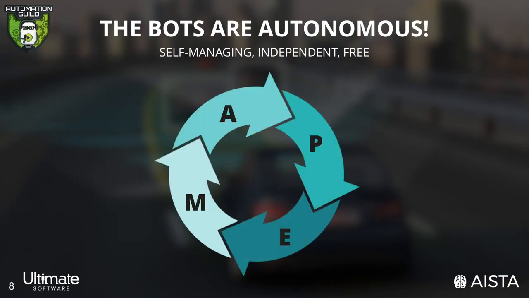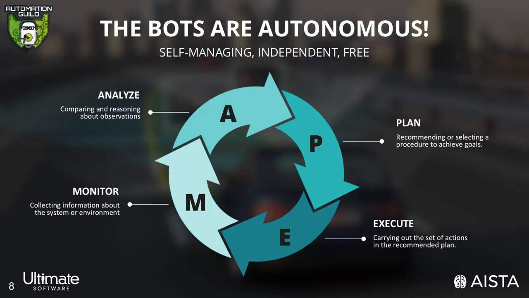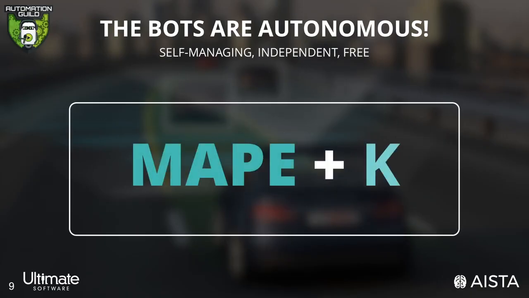The bots typically implement functions such as monitoring. They're looking at the environment and collecting information. Then they're analyzing that information to make decisions, to reason about it. Then they need to devise a plan, recommending or selecting some procedure to achieve their goals. Then they execute that set of recommended actions. This idea of monitor, analyze, plan, execute is a core aspect of the functions of these bots. And they all do that with some sort of knowledge. It could be very basic knowledge at the center, or it could be something more complex. IBM really coined this monitor, analyze, plan, execute, and knowledge.